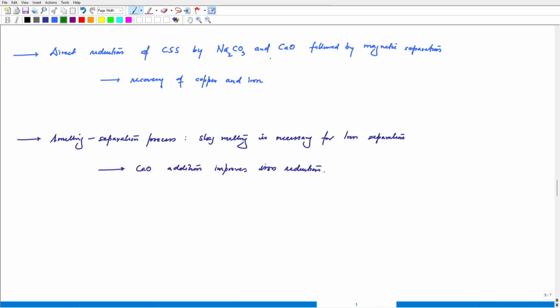Direct reduction of CSS by Na2CO3 and CaO addition. This addition is done during the reduction process, followed by magnetic separation and reduction separation. This is basically a direct reduction separation process which helps in producing iron and copper, and it has really good recovery, nearly 80 to 90% of iron and copper. Of course we know that the copper amount initially could be relatively very low, but the overall recovery can be good.